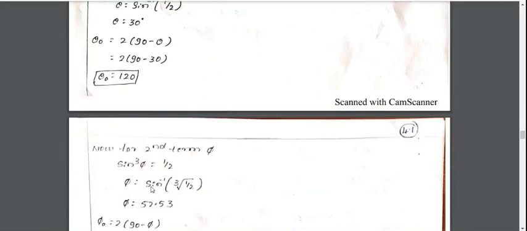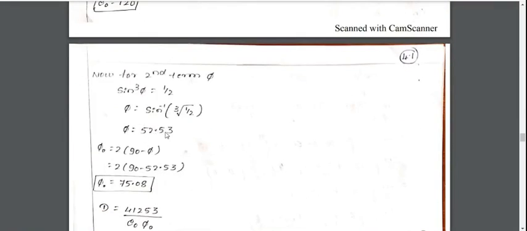Now the second term: sine cube phi is equal to 1 by 2, right? So phi is the sine inverse of the cube root of 1 by 2, so phi is 52.53 degrees. Substituting in the relation for phi0, we get phi0 as 75.08 degrees.